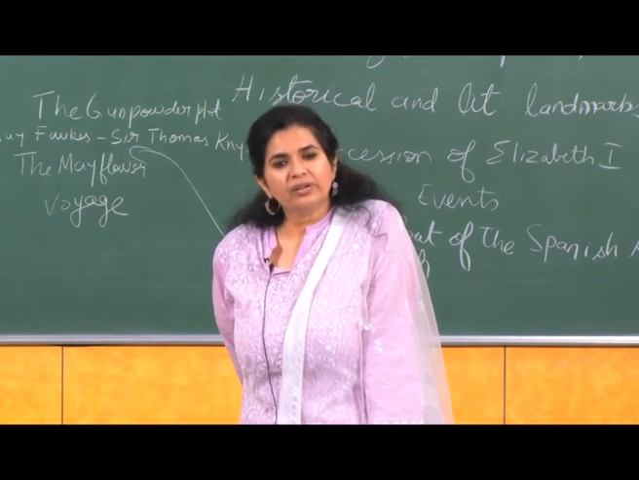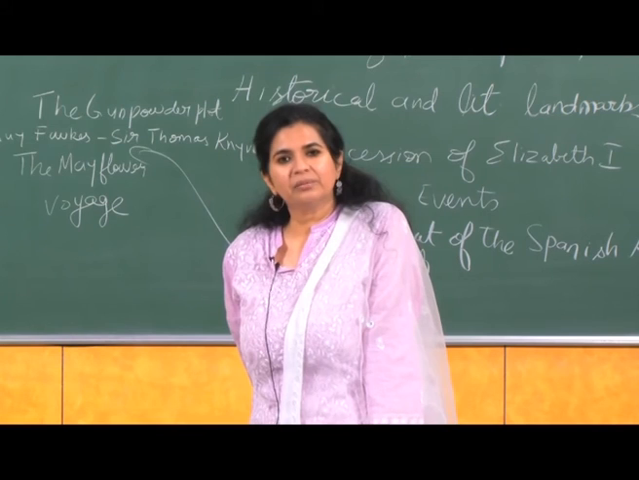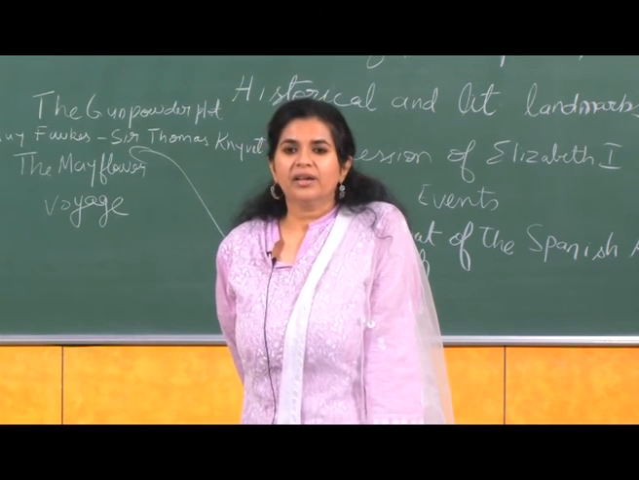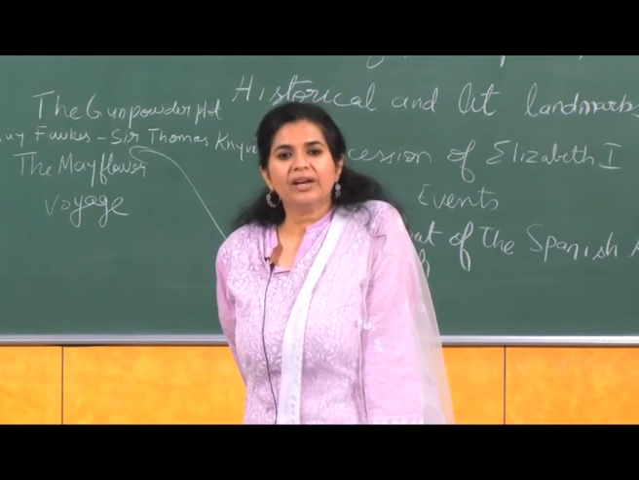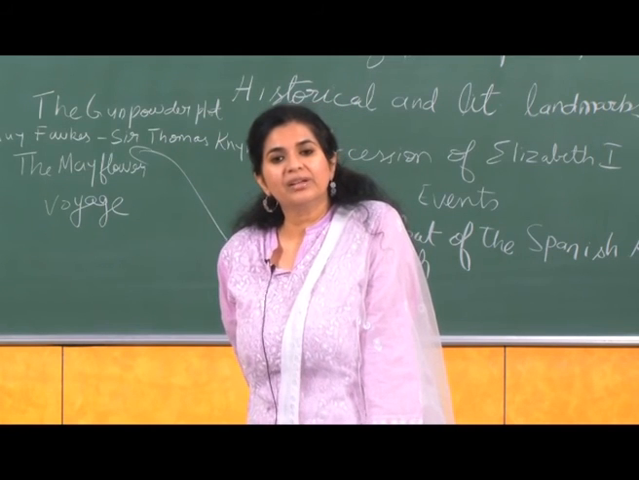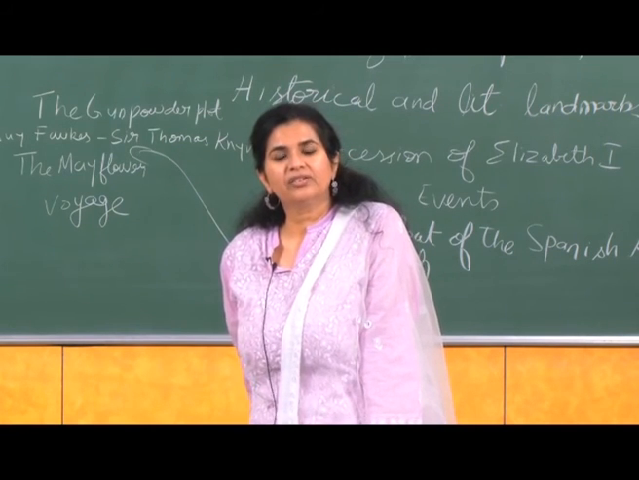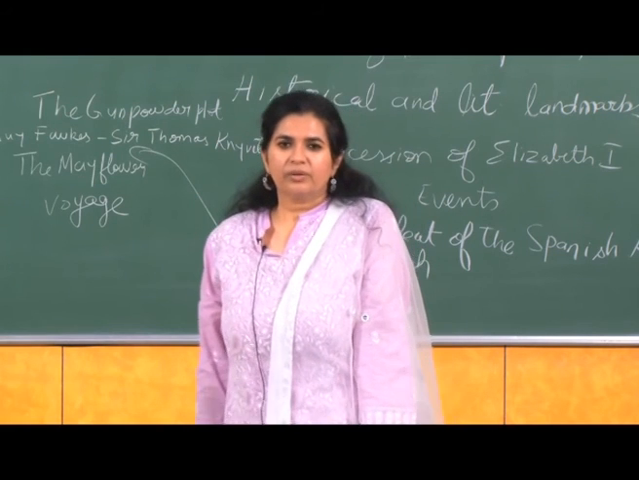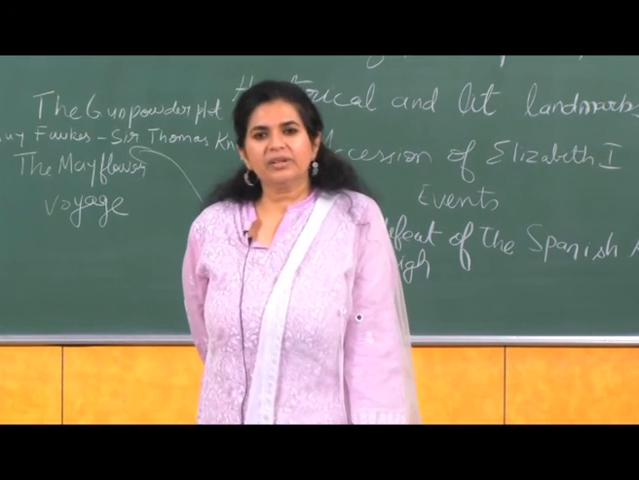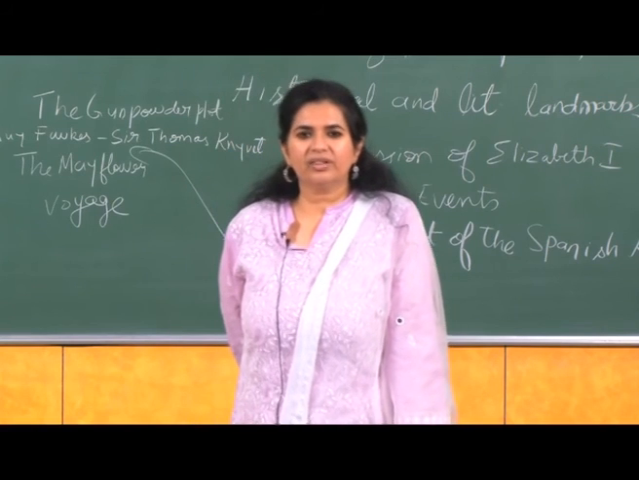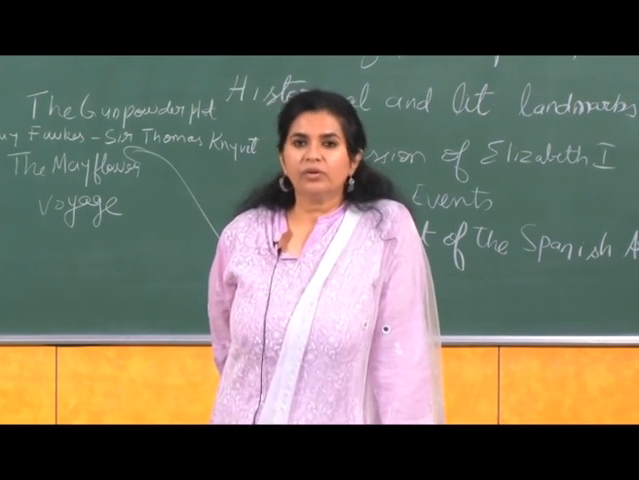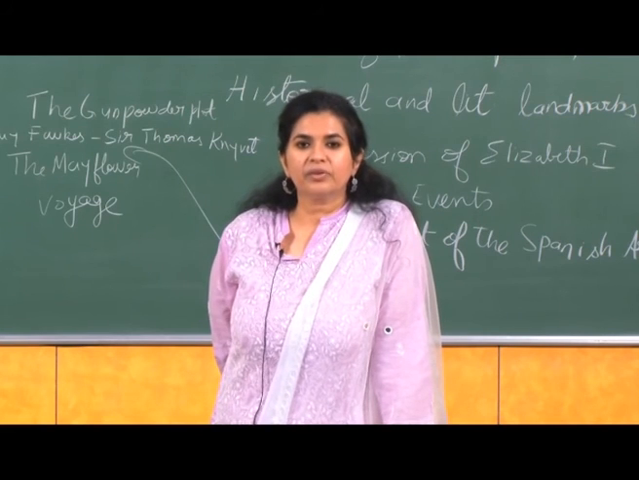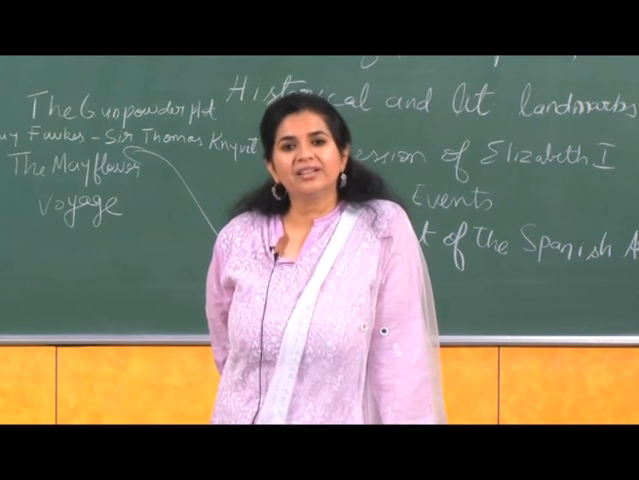The plot was organized by someone called Robert Catesby, who, in an effort to end the persecution of Roman Catholics by the English rulers and the English government, hatched or devised this plot. Now, Catesby and others hoped to replace the country's Protestant government with Catholic leadership.